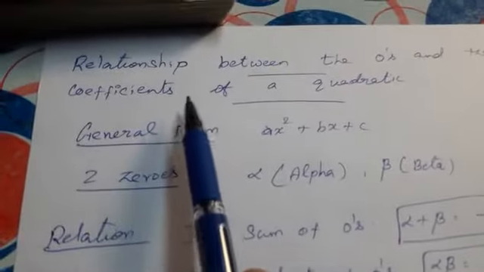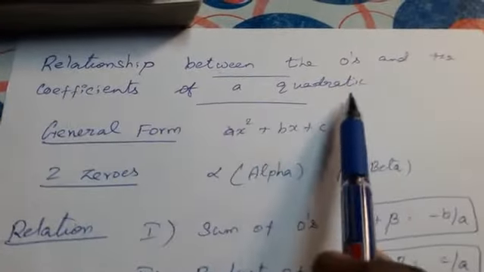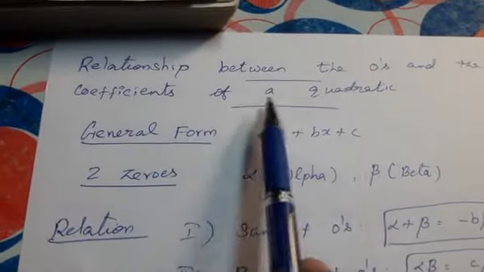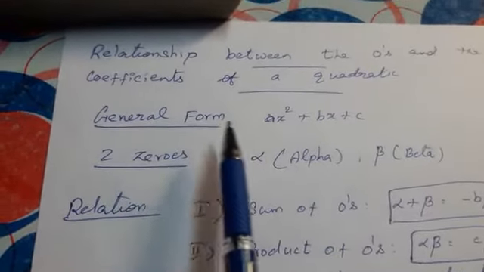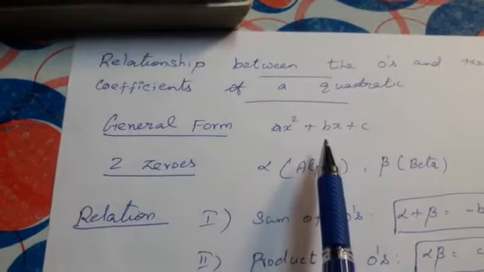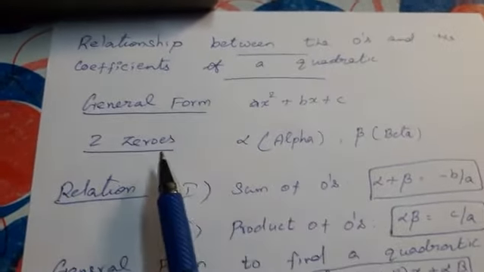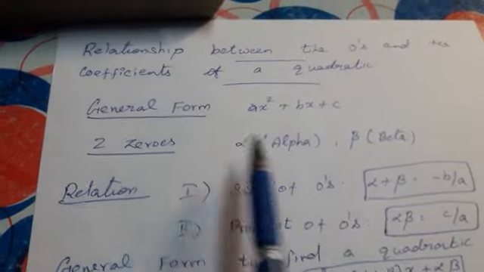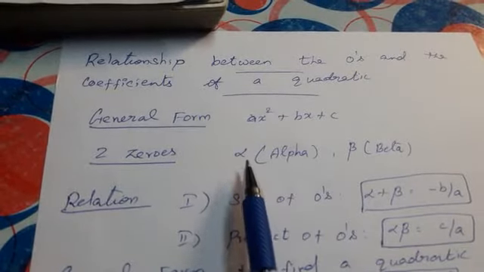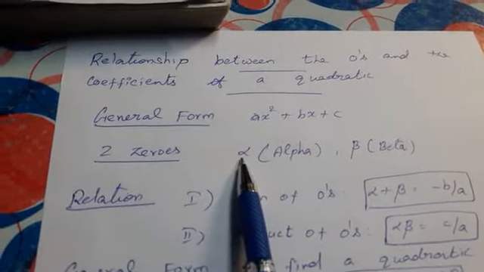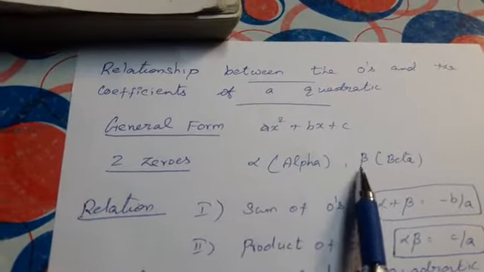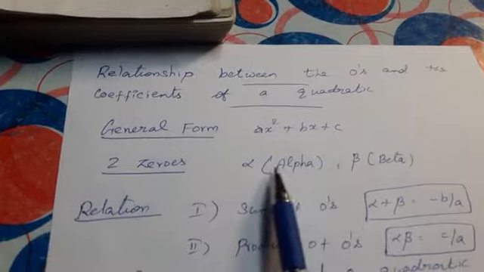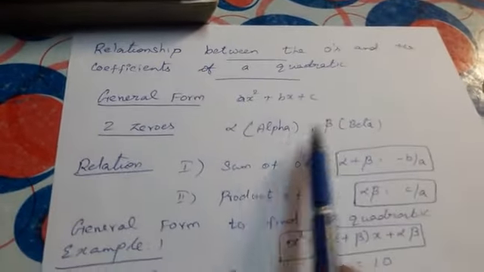Okay, now let us see the relationship between the zeros and the coefficients of a quadratic polynomial. We already know that the general form of a quadratic is ax square plus bx plus c, and we know how to find its two zeros also. The first zero can be denoted by alpha, and the next zero can be denoted by beta, and both alpha and beta are Greek letters.